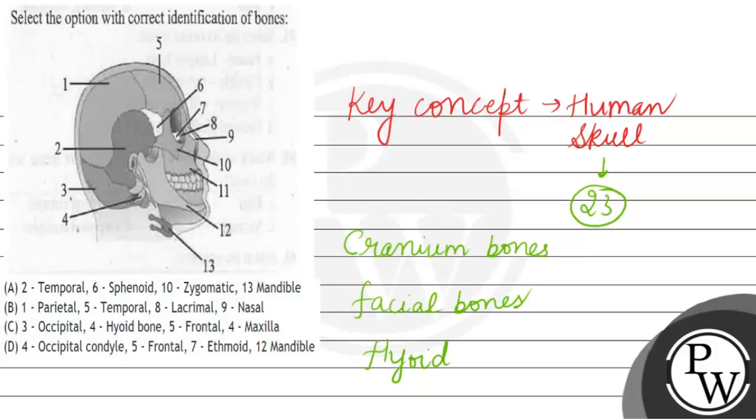There are 8 bones that are present in your brain box, or the cranium bones are 8 in numbers. We can write it like there are 8 cranium bones in number. For the facial bone we have 14, and for hyoid we have 1 bone. Out of these 23 bones, some bones are paired and some bones are unpaired. Now let us identify each bone and select the correct option.